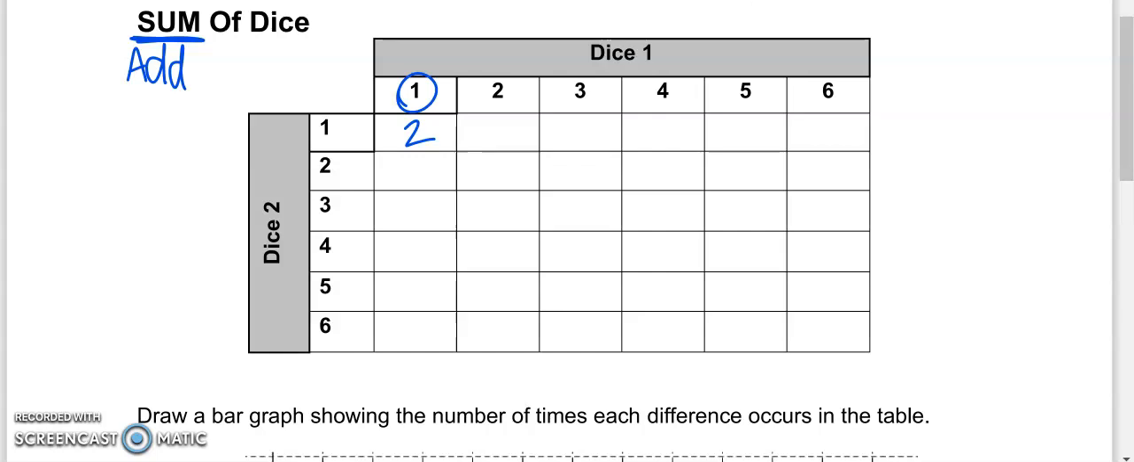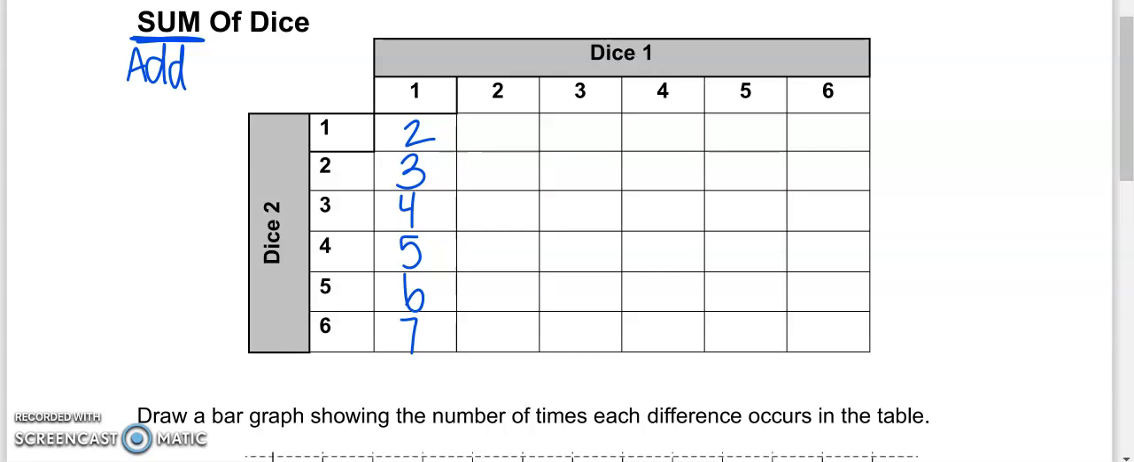We can continue on. What if we roll a 1 and a 2? Adding those together, 2 plus 1 gives us 3. And then we could keep going. If we were to get a 3 and a 1, that sum would be 4. If we get a 4 and a 1, 4 plus 1 gives us 5. We roll a 5 and a 1, 5 plus 1, 6. And a 6 and a 1, 6 plus 1, 7. And so we could fill this out going all the way through all of the different options on this table.